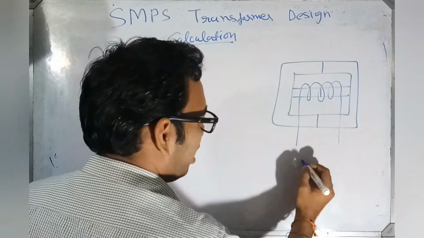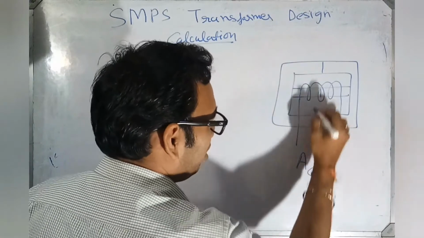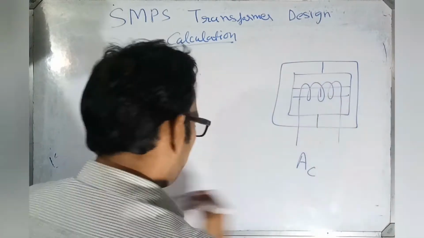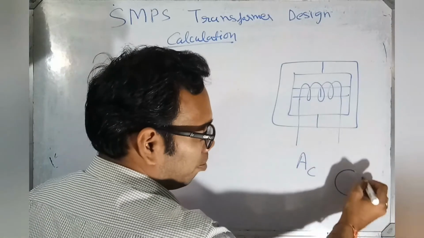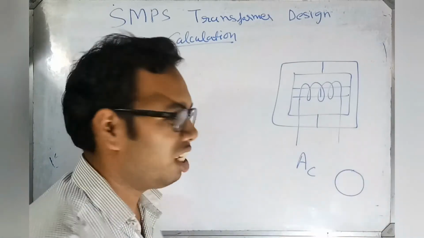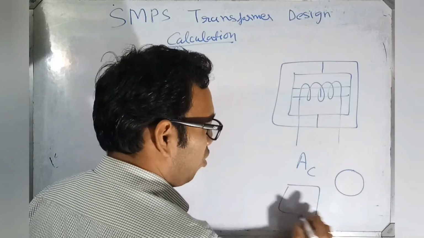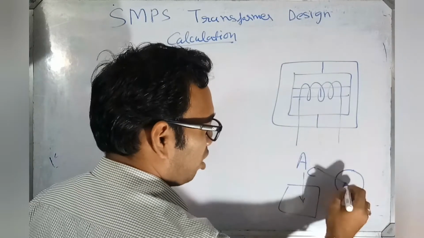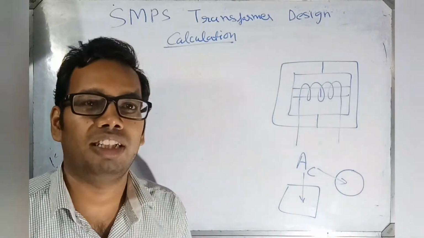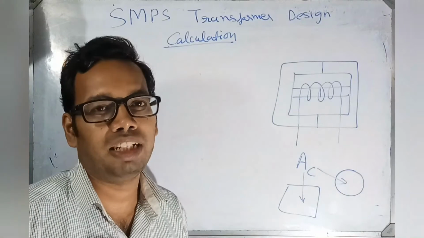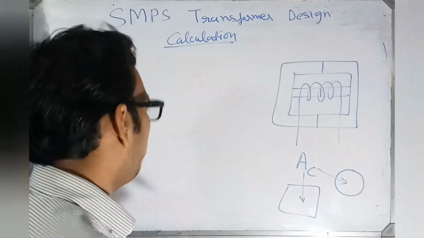This cross section area is AC. Here I choose a round, circular cross section area. You can choose a rectangular one also. So this is my cross section area. To design the transformer, this is a very important parameter, the dimension of the transformer.